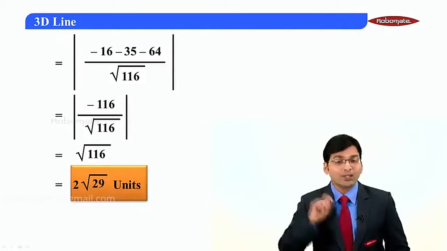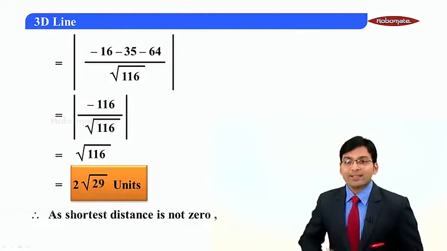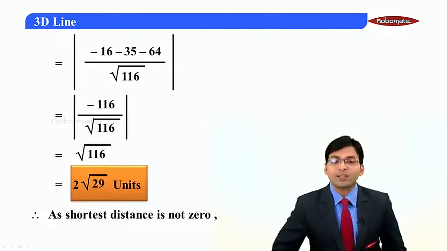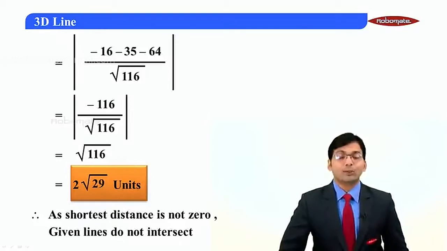Now once we have shortest distance, we can conclude that as the shortest distance between the lines is not 0, the lines do not intersect.